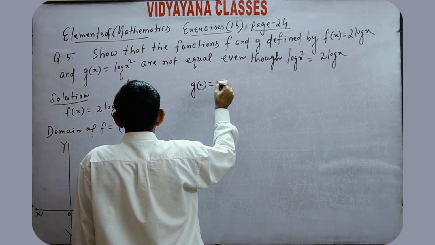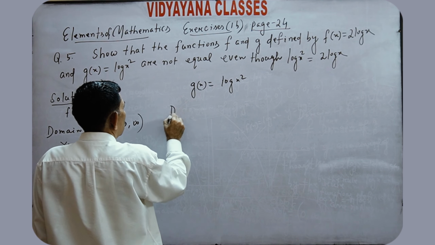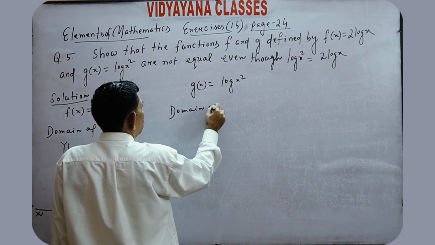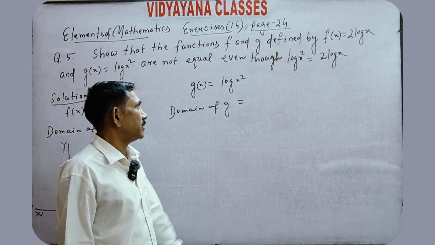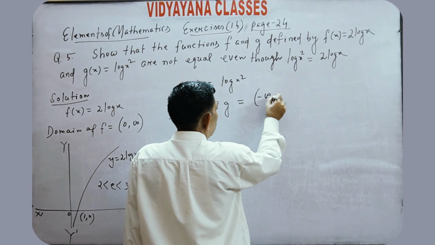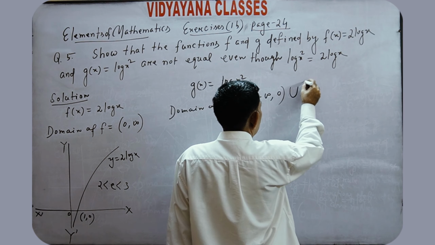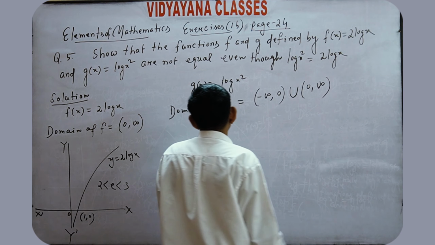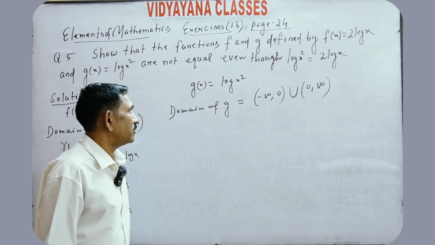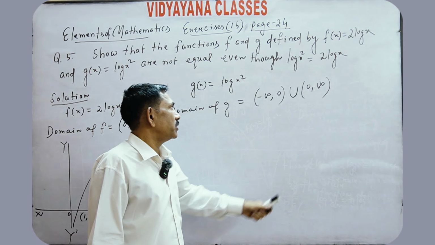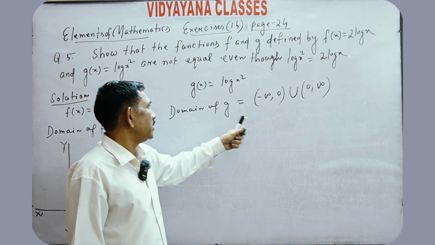g(x) is equal to log x square. Domain of g: g(x) exists when x lies between minus infinity to 0 union 0 to infinity. Logarithm function is defined when this quantity is greater than 0. That means x square is positive in this interval and x square is positive in this interval. So domain of g is this.